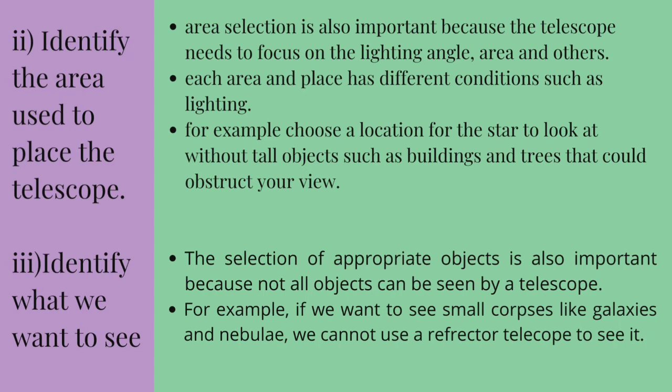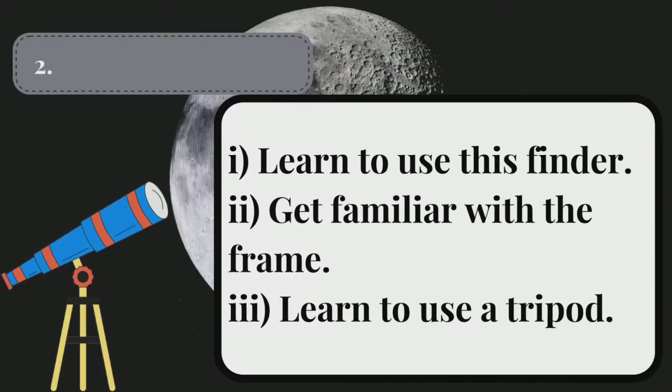Okay, thirdly, we need to identify what you want to see. The selection of appropriate objects is also important because not all objects can be seen by a telescope. For example, if you want to see small objects like galaxies and nebulae, we cannot use a refractor telescope to see them.